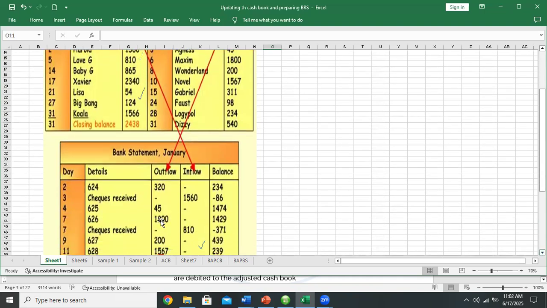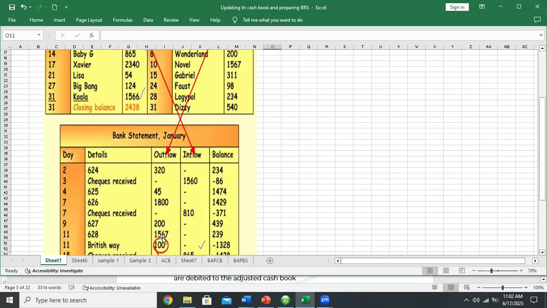You see 1,800 here. Now note, when you are doing the comparison, your focus is on the amount. If you check with the details, you see Maxim here, but here you don't see Maxim, but you see the 1,800. So that's what you focus on, not necessarily the details, because that will be misleading sometimes. You have Wonderland, you have 200 here, right? From Wonderland. Good.